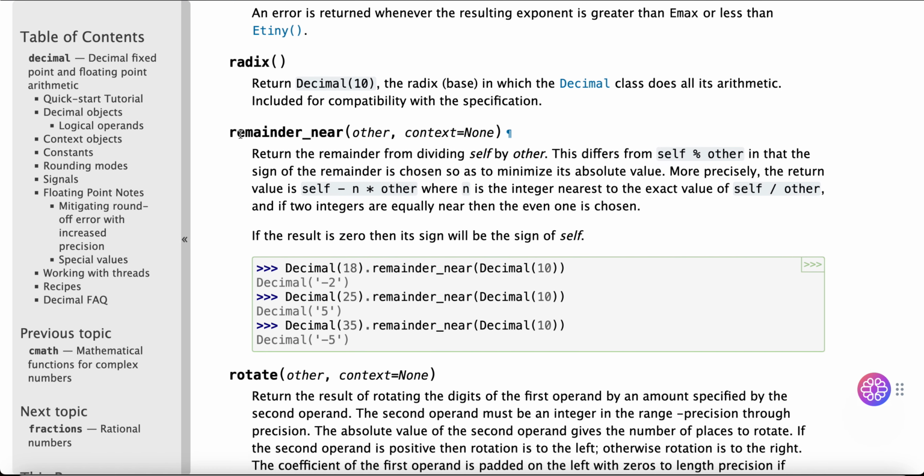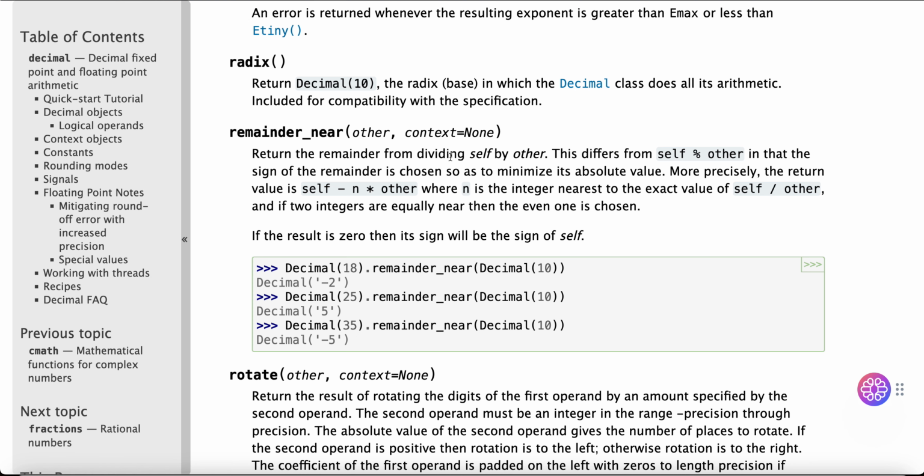radix(). Return Decimal(10), the radix (base) in which the Decimal class does all its arithmetic. Included for compatibility with the specification. remainder_near(other, context=None).